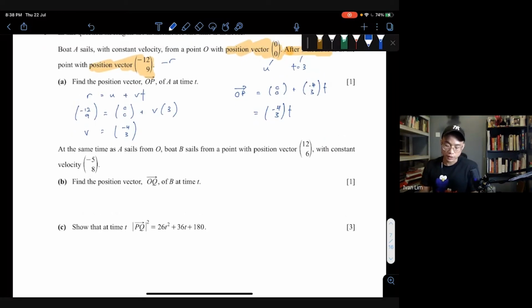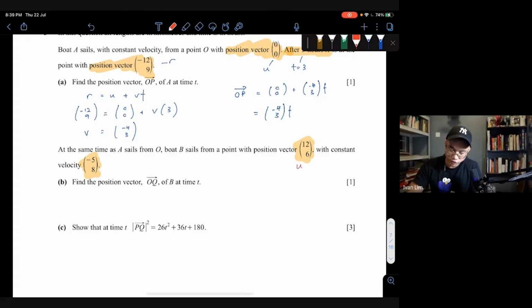Okay, second one. At the same time as A sails from O, boat B sails from a point with position vector (12, 6) with constant velocity (-5, 8). Find the position vector OQ of B at time t. So now there's another boat, called boat B. Initial position is (12, 6). Velocity is (-5, 8). So we know here this is u, this is v.